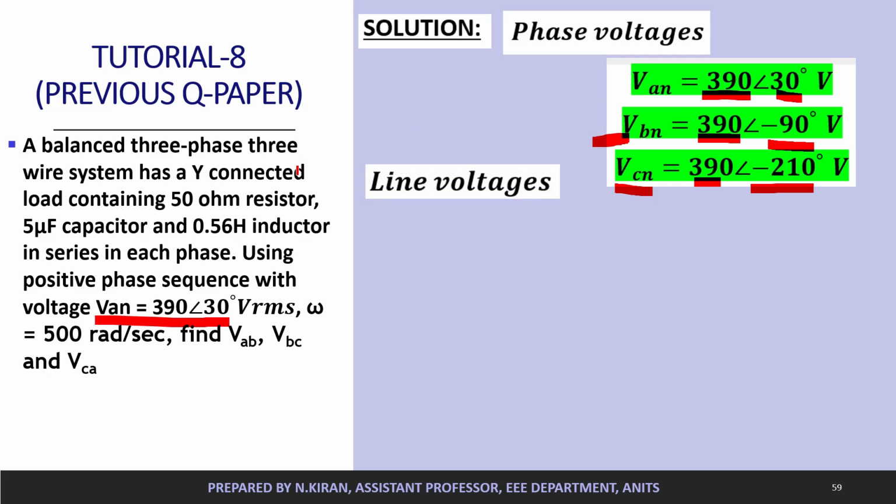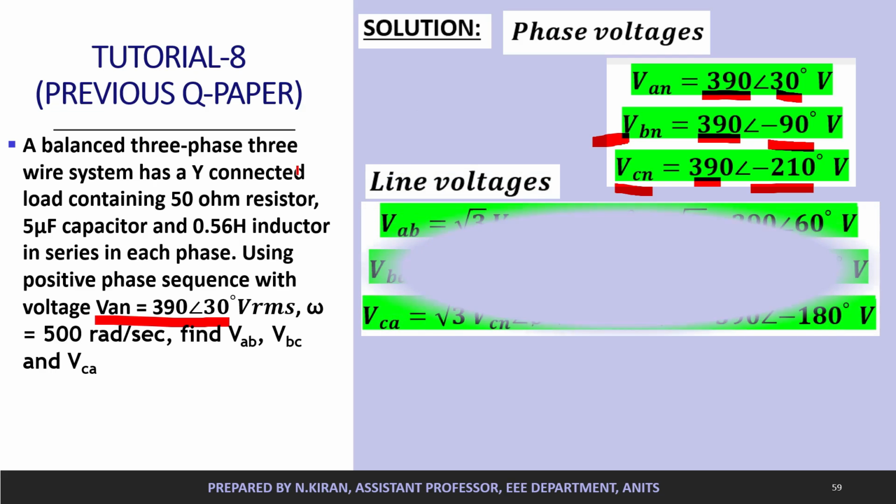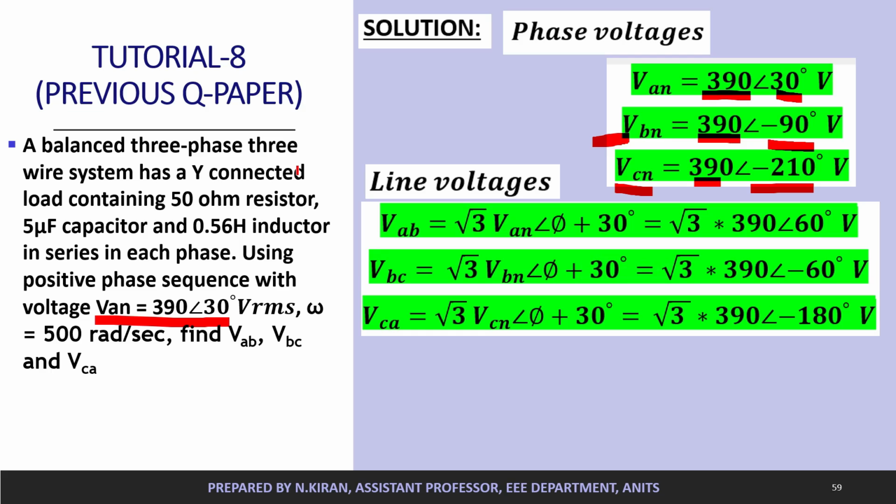So the line voltages, since this is a star connected system, the magnitude of line voltage is root 3 times the magnitude of phase voltage, and every line voltage will lead the respective phase voltage by 30 degrees. So on substituting the values in the formula, we'll get the expressions for VAB, VBC as well as VCA.